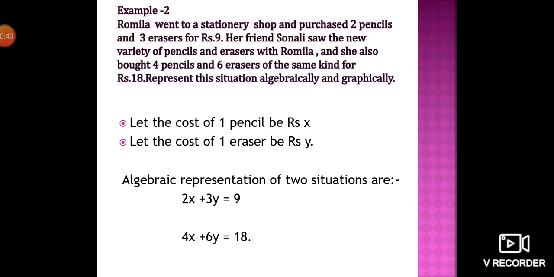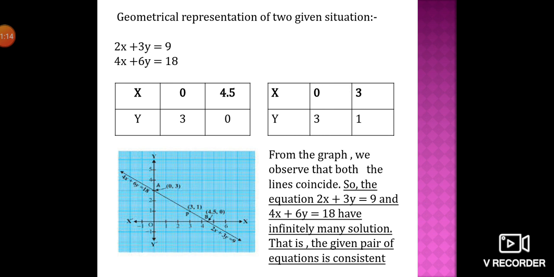Second, friend bought 4 pencils of the same kind, that is 4 into x together plus 6 into y is equal to rupees 18. So from the given sentence we are getting the equation first. Then the normal method, finding the x value and y value, plot on the graph. If we are getting intersect, coincide or parallel, we can check.